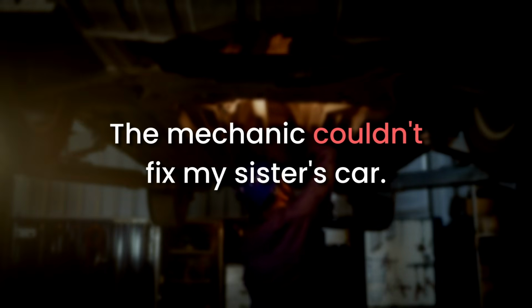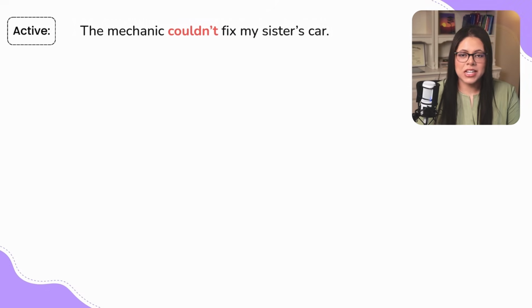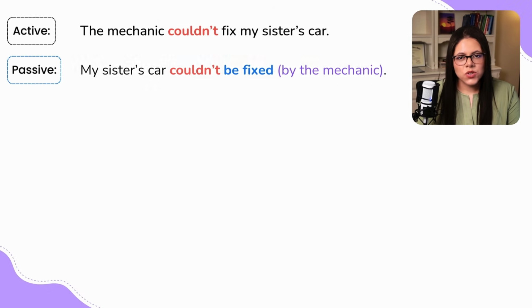The mechanic couldn't fix my sister's car. Here we have a negative modal verb, couldn't. So the mechanic tried, but it wasn't possible. My sister's car couldn't be fixed. The focus is on the horrible condition of the car. We don't need to say by the mechanic.